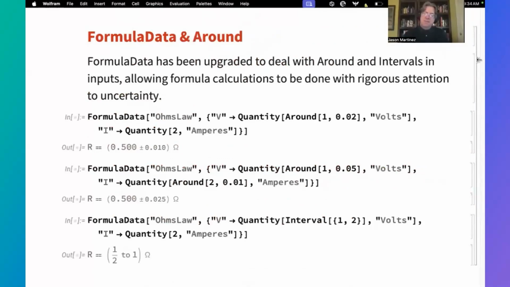All right, I'm just going to quickly bring us to a conclusion here. Back to the Wolfram Language, we've upgraded formula data to handle Around. That's our functionality for accounting for uncertainty in measurements. So if you use Around in formula data, it will do all the right calculations, and you'll get back the Around object with the proper amount of uncertainty in the results. You can also use intervals if that's something you want to use, and all of that will just work.